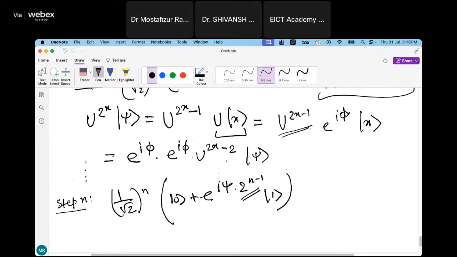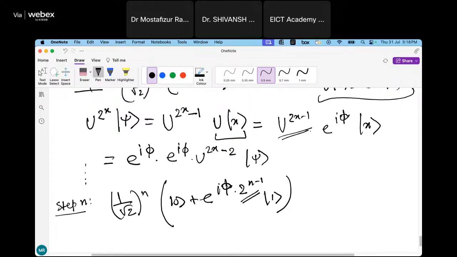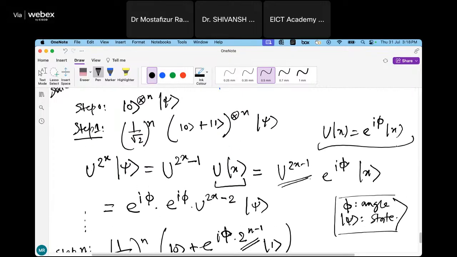Okay, just a confusion. This angle will be phi. If I make some mistake, please rectify. The angle I have taken as phi, and the quantum state I have taken as psi. This should be the notation. Sometimes I have written ket psi, here it is as x, so it should be psi actually. I was just bringing this concept here. Let me rectify this part. Thank you for raising this point.